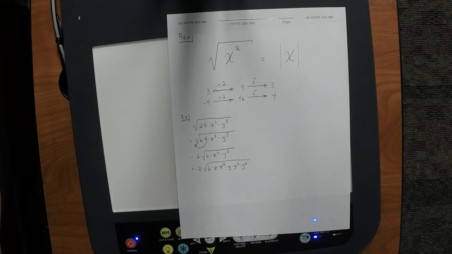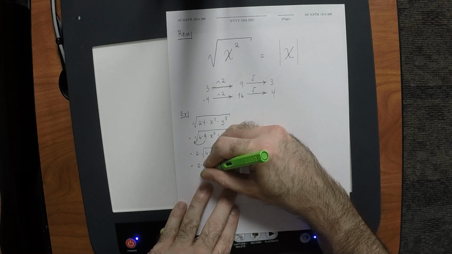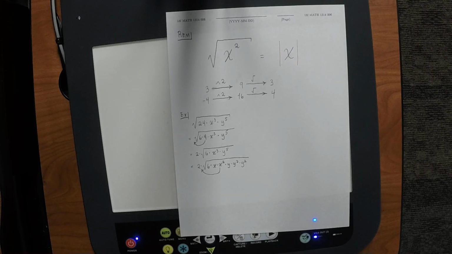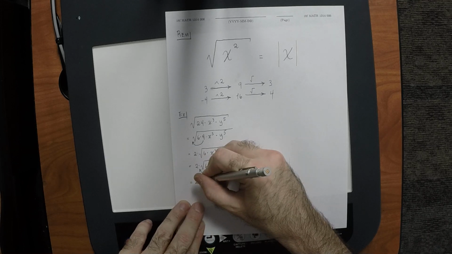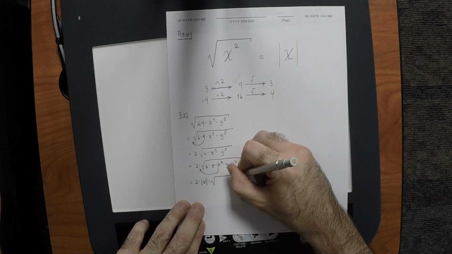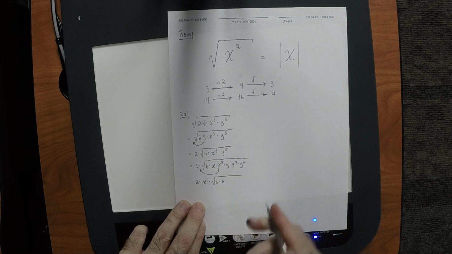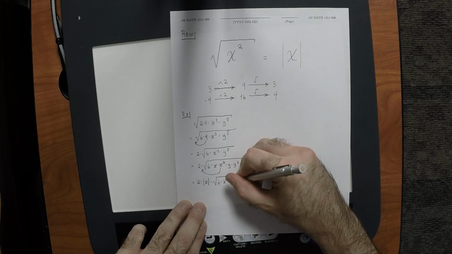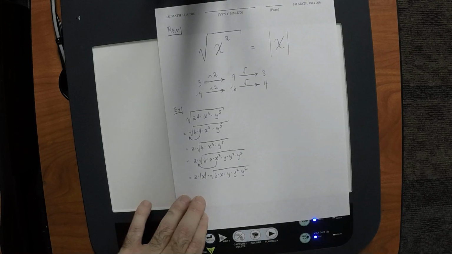So now I'll deal with just the x's. Here I see a pair of x's, and that can come out of the radical. Now the x squared comes out as what? As absolute value of x. So 2 multiplied by absolute value of x multiplied by the square root of 6x, so that one x had to stay inside, and then multiplied by y squared. Okay, what else can come out?